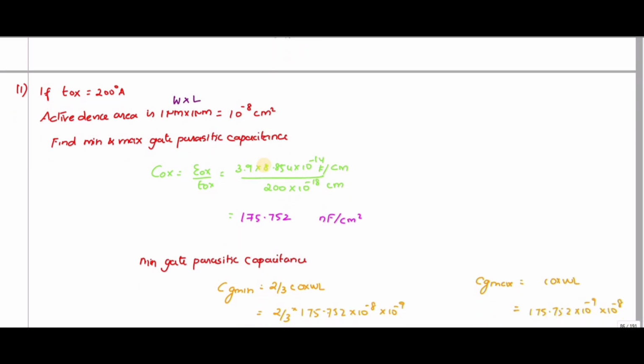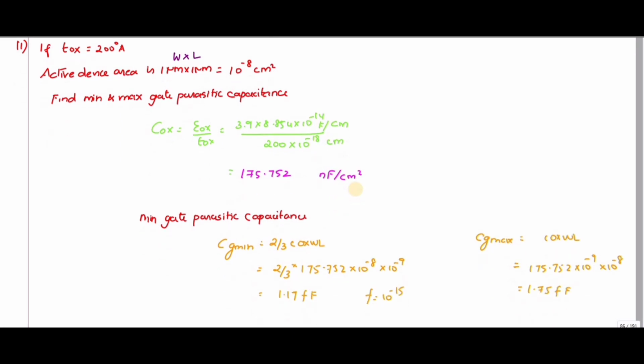So first we want to find the value of Cox. Cox is nothing but epsilon ox divided by Tox. Epsilon ox is equal to 3.9 into 8.854 into 10 power minus 14 farad per centimeter, and the Tox value is 200 into 10 power minus 8 centimeter.